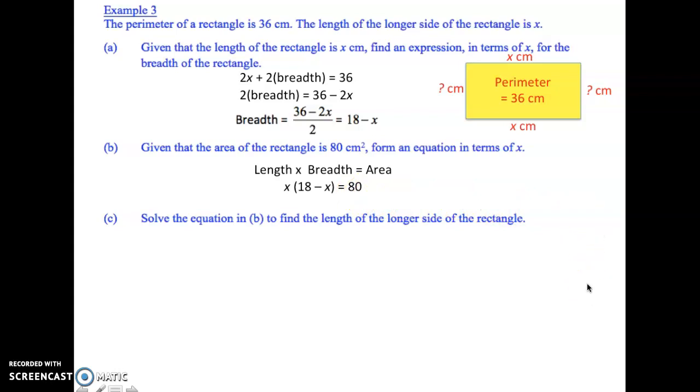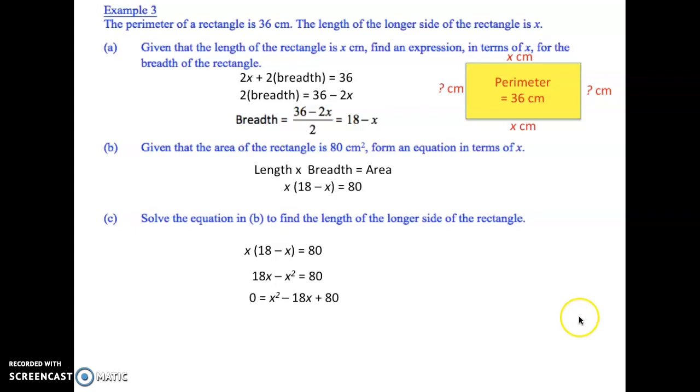In part C, we want to solve the equation that we have gotten in part B to find the length of the longer side of the rectangle. Let us first copy down the equation that we have. First, we'll have to expand the left-hand side to get 18x minus x squared. Next, we want to make one side to be equal to 0. Hence, I'll move my 18x and negative x squared to the right-hand side. Once again, remember to change the sign when you move your terms.